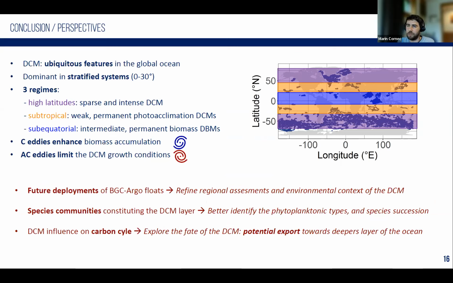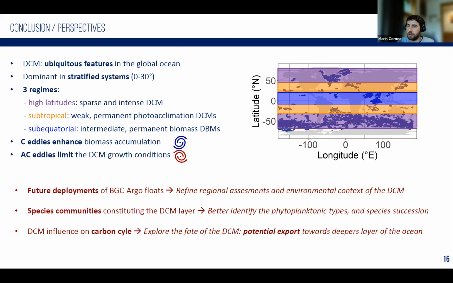And we show that we have three different kinds of systems: high latitude with sparse but intense DCM, subtropical systems with weak DCMs mostly dominated by photoacclimation, and subequatorial regions which show intermediate values but are dominated by deep biomass maximum. And knowing that cyclonic eddies enhance the biomass accumulation and potentially the deep biomass maximum, and conversely for the anticyclonic eddies.